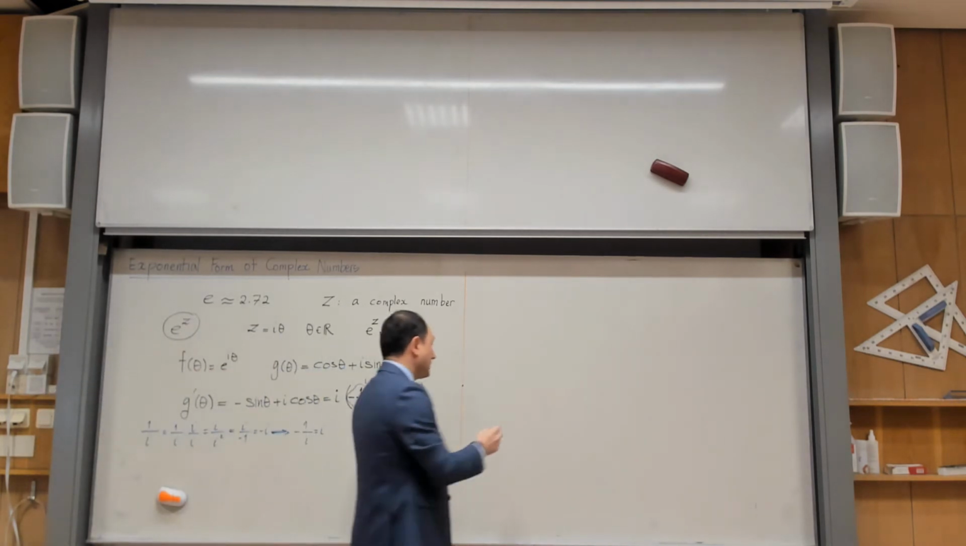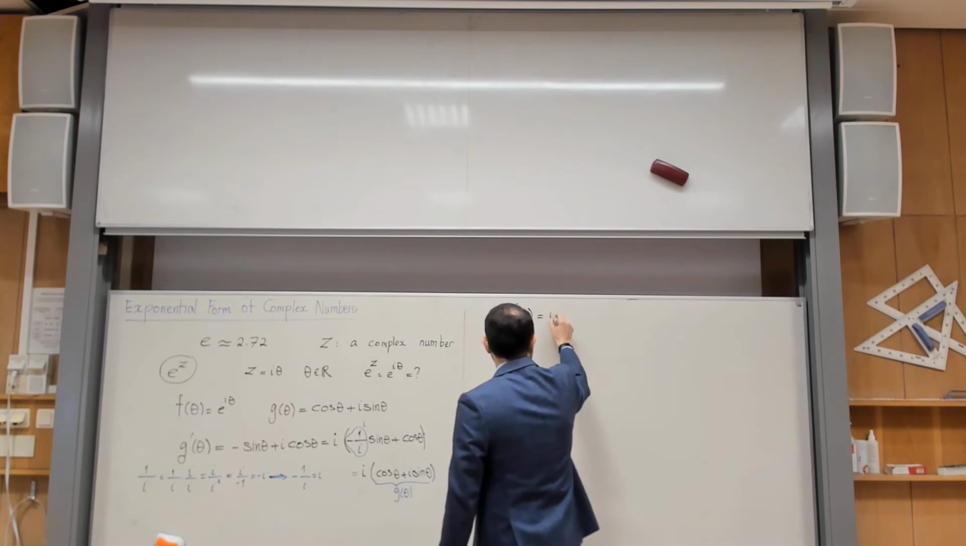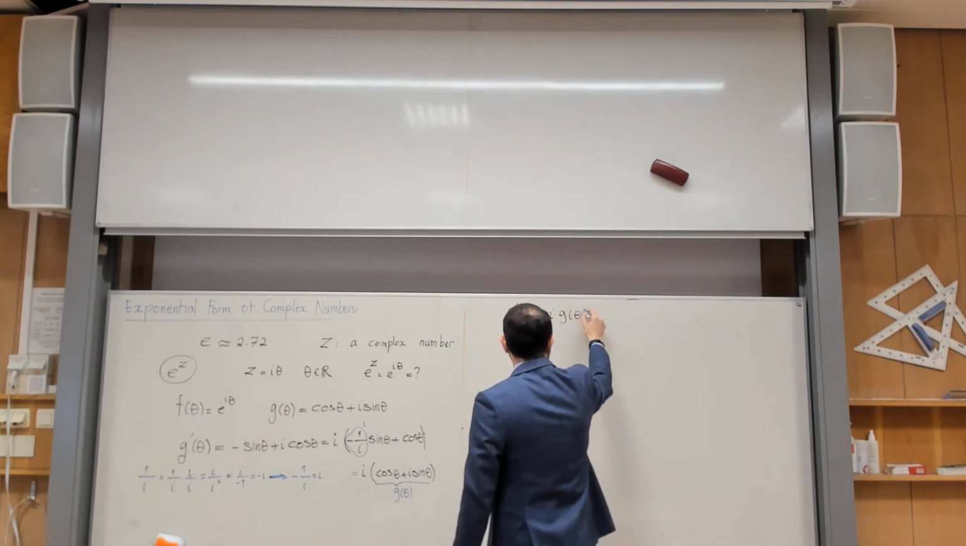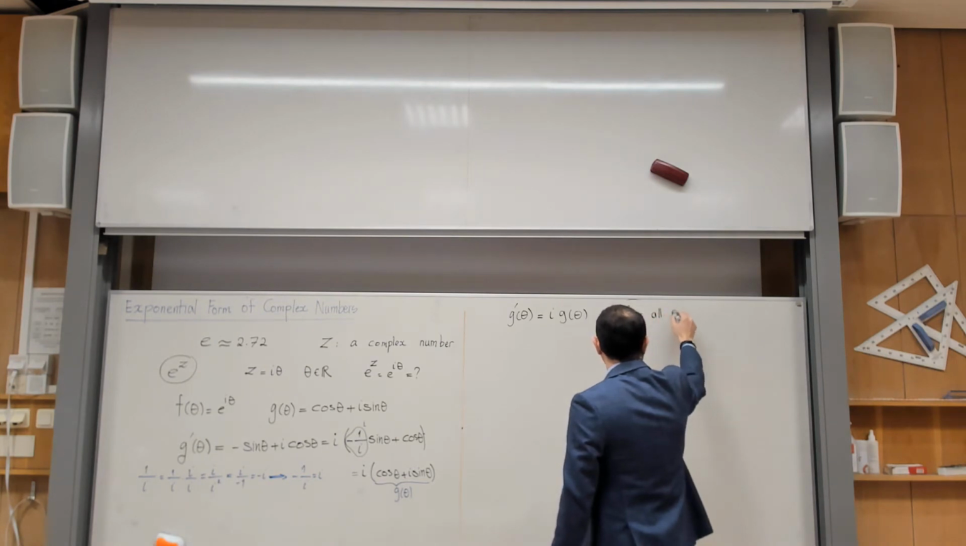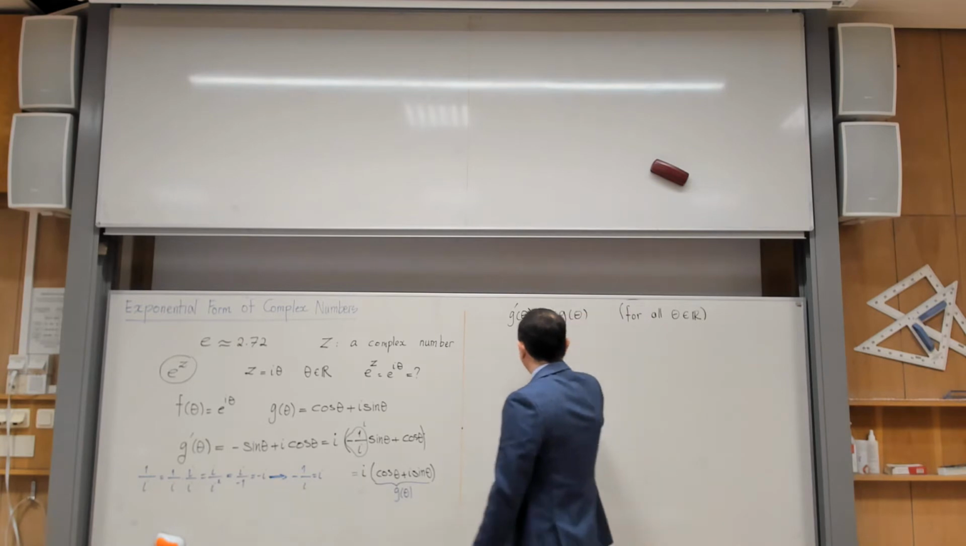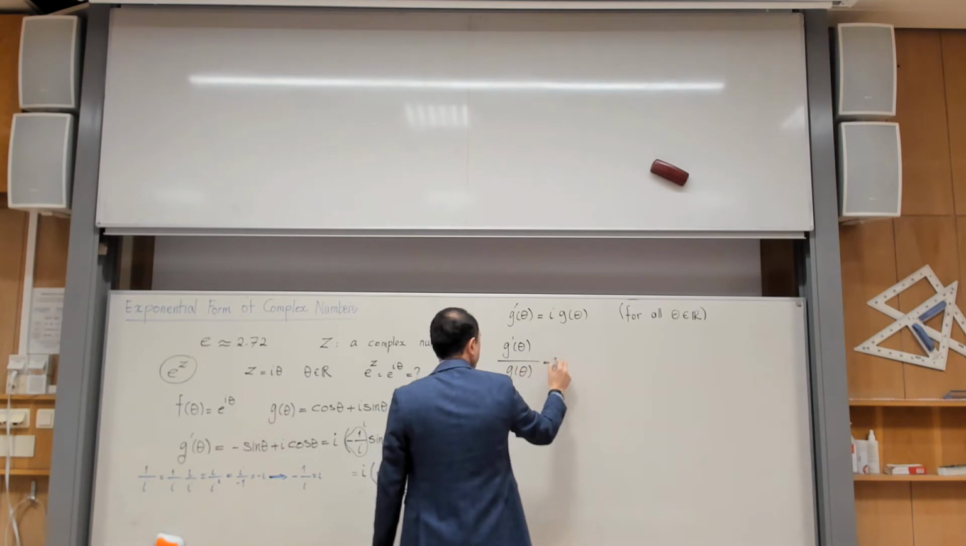So what I learned is that g prime of theta is equal to i times g of theta for all theta in R. Okay, but then this means that g prime of theta divided by g of theta is i.